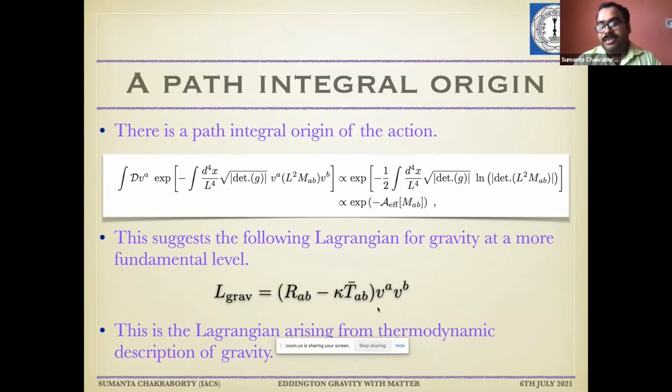And if you path integrate over all these vector fields VA, then you get back Eddington's Lagrangian, or the modified one that I have shown. And then you vary that action and you get back your Einstein's equation. Now, where did this Lagrangian, this VA-VB multiplied Lagrangian, come from? It turns out that this Lagrangian actually comes from the thermodynamic description of gravity.